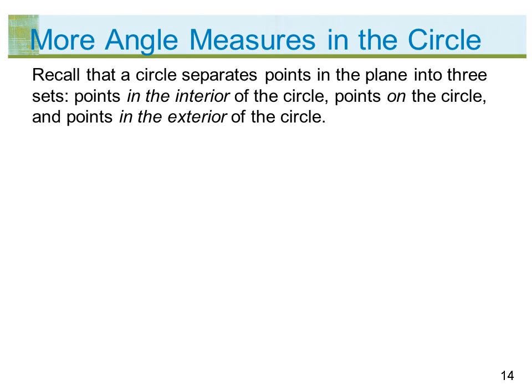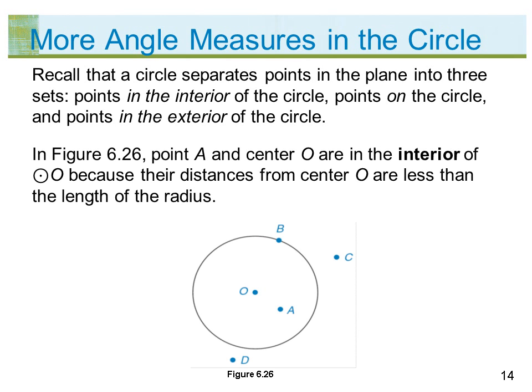Recall that a circle separates points in the plane into three sets: points in the interior of the circle, points on the circle, and points in the exterior of the circle. In figure 6.26, point A and center O are in the interior of circle O because their distances from center O are less than the length of the radius.